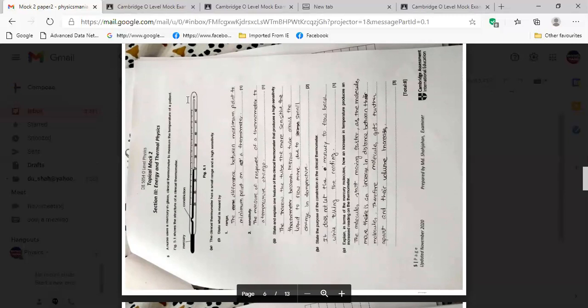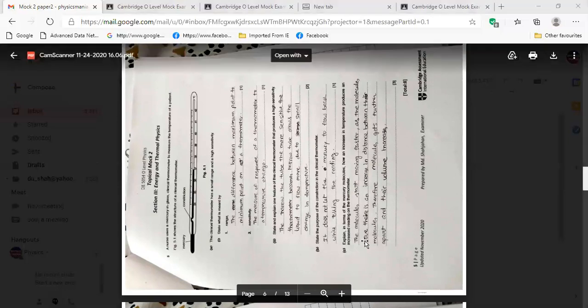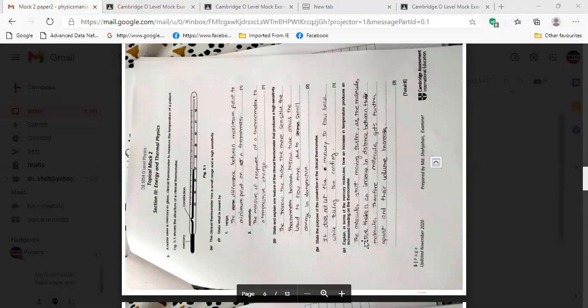State what is meant by range. Range is, okay, sir. But sensitivity, you write that one I told you: the increase of liquid thread by 1 degree Celsius is called sensitivity. Okay, sir. So this is the definition of the sensitivity.